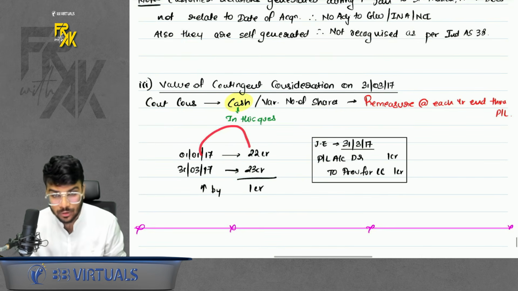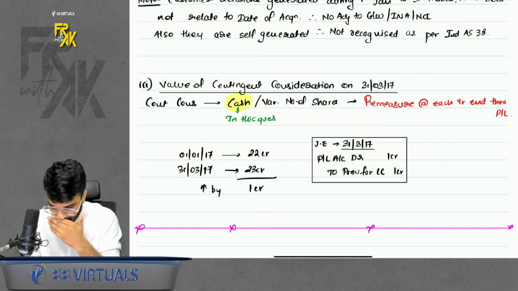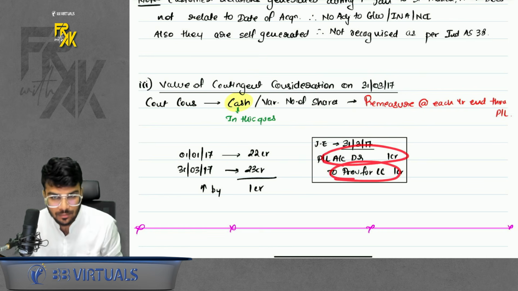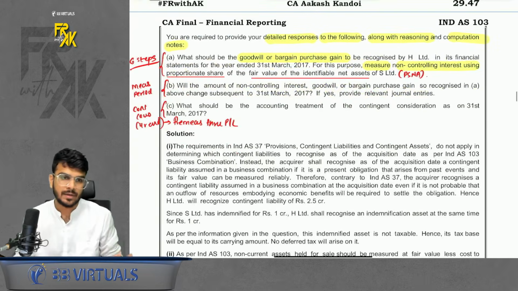On the first day, it was worth 22. Now it is worth 23. There is an increase by 1, so your provision is increasing. So you will credit the provision and debit profit and loss. So this was illustration number 52, which we did as of now.